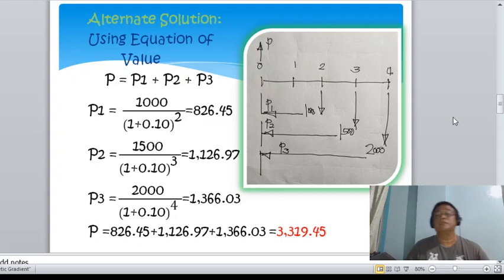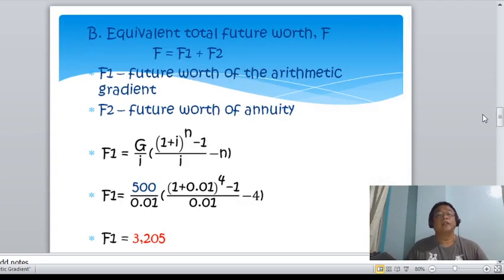Okay? So, another, for letter B, the equivalent future worth. Okay? So, this is very much easy. Since the present amount was already known, you get the value, or you bring the present amount to the future amount, or at 4 in the illustration. So, that is very easy. But anyway, we have also here the solution in getting the future amount.